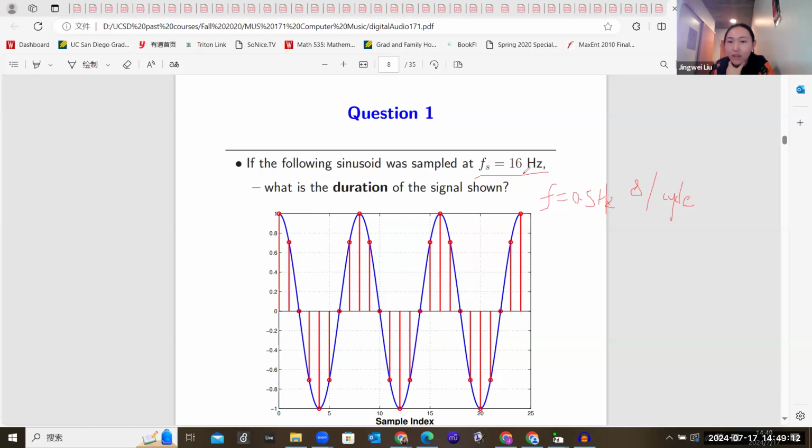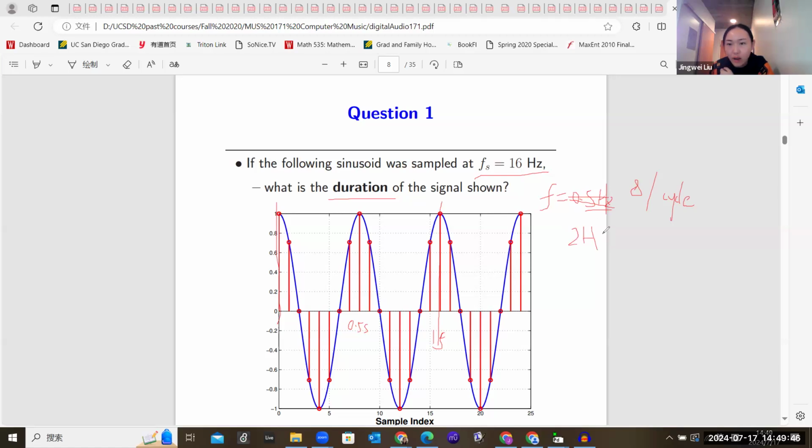Because Fs is 16 Hertz, which means there are 16 points per second, right? So from here to here, this is in total 8 points. So this is 1 second. Therefore, your 1 cycle is 0.5 seconds. Oh, it should be 2 Hertz, sorry. So this should be 0.5, the duration. Or there's no duration, it's the period. Okay, the period is 0.5 seconds, and it's 2 Hertz.